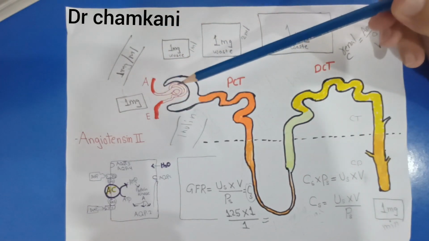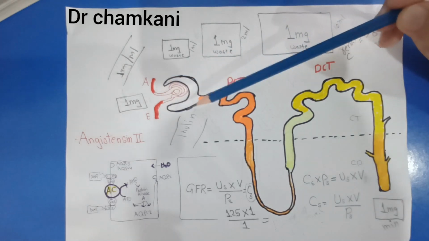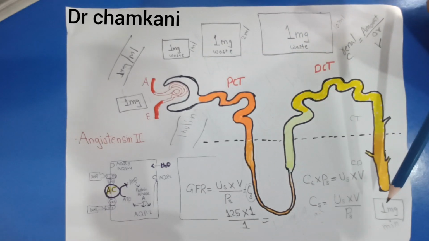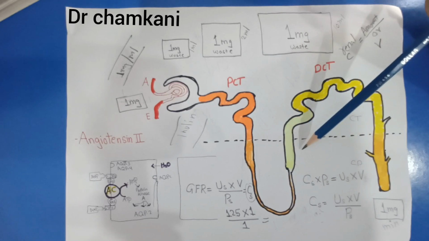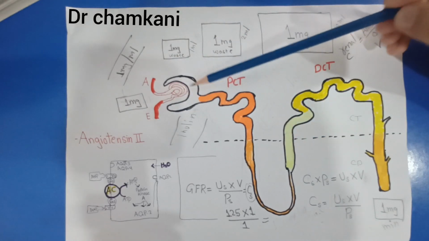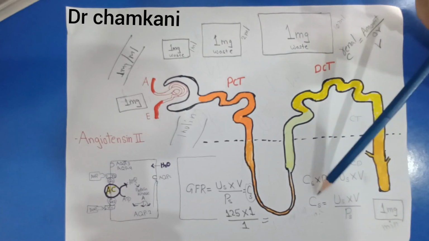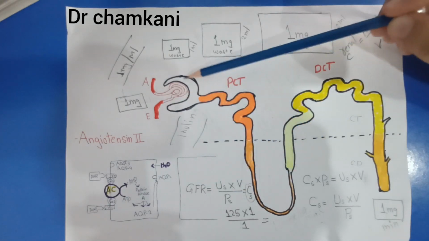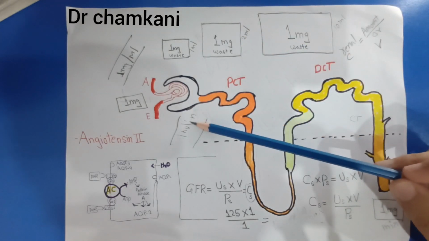So any substance which is filtered here, in the glomerulus, and then it is removed completely in the urine. For such a substance, there is no tubular reabsorption and tubular secretion, and the amount of filtration is equal to the amount of that substance that is excreted in the urine. For such substances, the clearance is equal to the GFR. The clearance of such substances is equal to the glomerular filtration rate, and one of such substances is inulin.